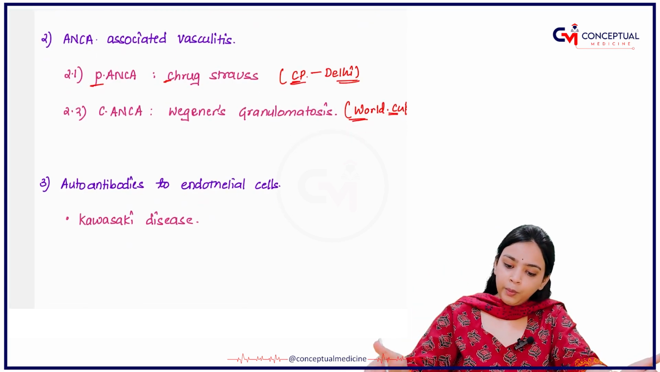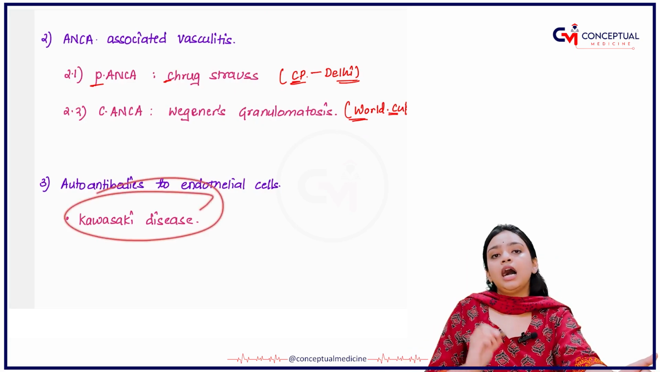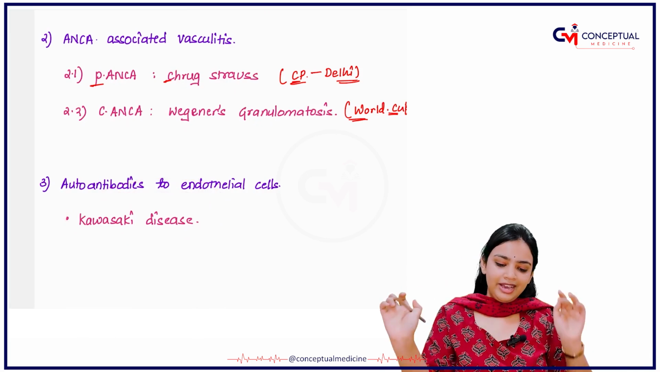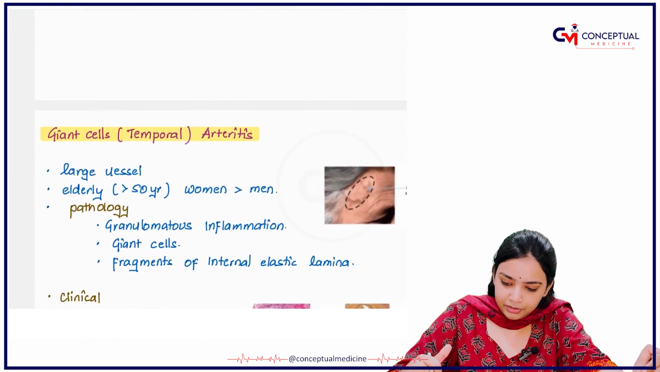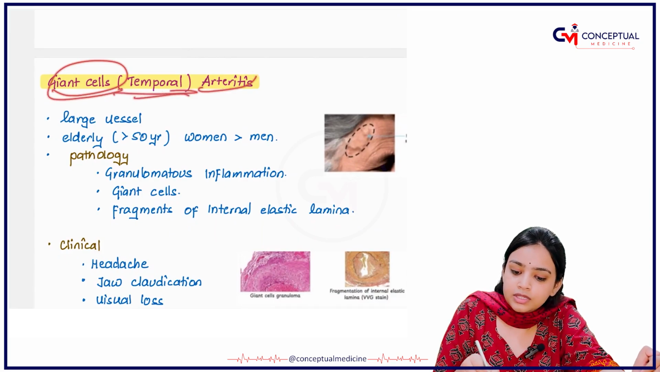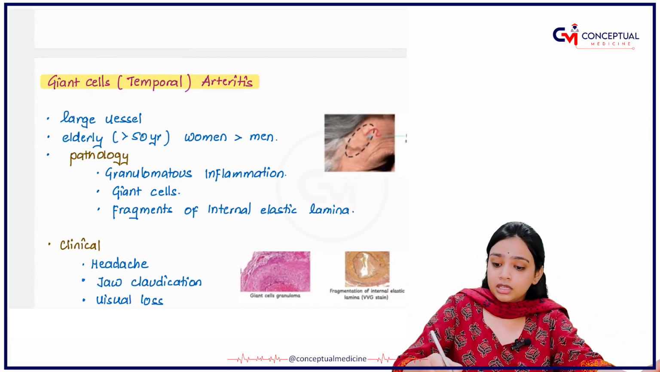Next you have the autoantibodies to endothelial cells that are seen in the Kawasaki disease, and Kawasaki disease is very common in children. Next we will study about them in detail. See, first one is the giant cell arteritis, that involves the temporal artery, and temporal arteries are found over here. So see this figure.